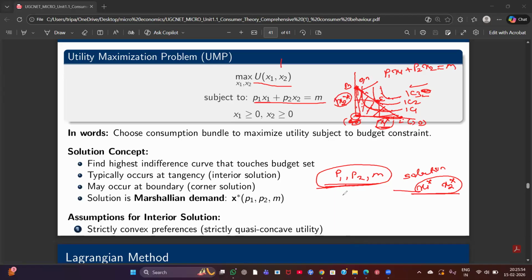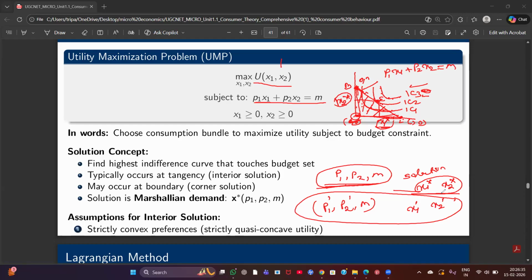Similarly, if I make changes to this utility maximization problem, and my new prices are P1 dash and P2 dash, and money income is given, I'll solve the utility maximization problem. Definitely, as prices are changing, my budget constraint will change. This budget BL line will change. Accordingly, I'll get a new solution. Let's say I am getting X1 dash, X2 dash. So this combination will be another point on the demand curve. That means given prices P1 dash, P2 dash, the consumer will demand or choose this X1 dash, X2 dash bundle. So in short, the solution of the utility maximization problem will give me a demand curve.